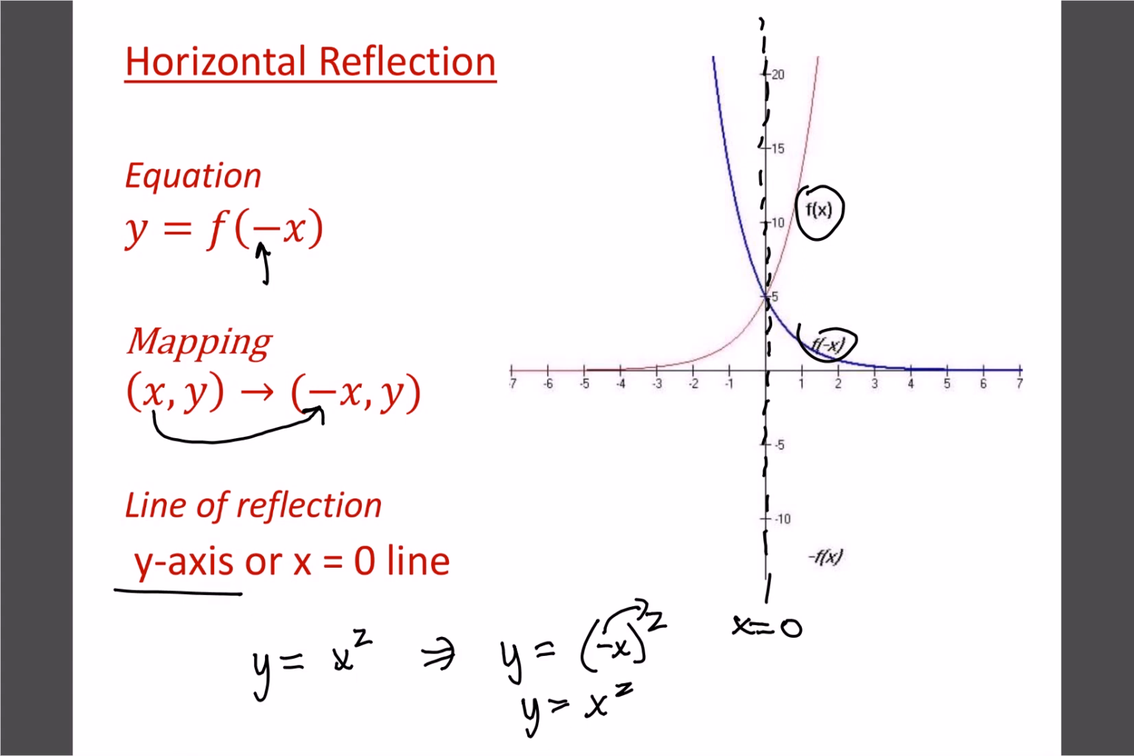So when you're working with equations, basically it's the negative out front for vertical, and the negative inside where the b value is for horizontal.